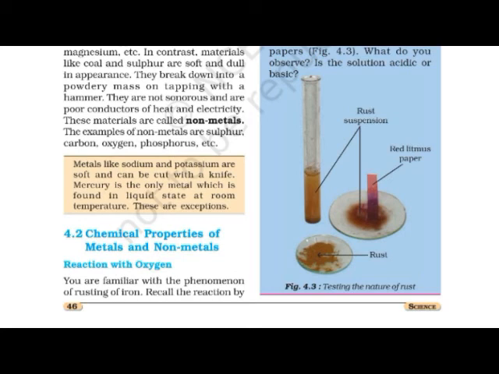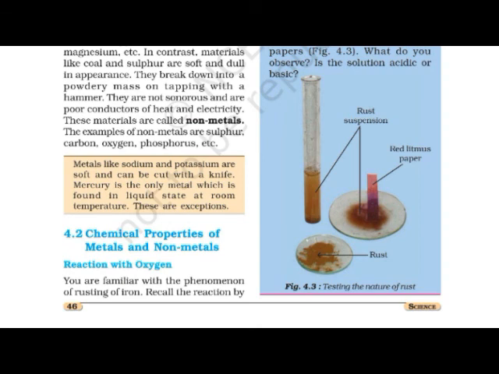Now, a very interesting part: metals like sodium and potassium are soft and can be cut with a knife. Just now we have discussed that metals are hard and shiny, but some metals like sodium and potassium are soft and can be cut with a knife. In short, to decide whether a given material is a metal or non-metal, we cannot say that it must show all the characteristics required for metals. Somewhere the characteristics are different, but if they possess some of them, then it can also be considered a metal. What is the criteria required for that? We are going to discuss it afterward.